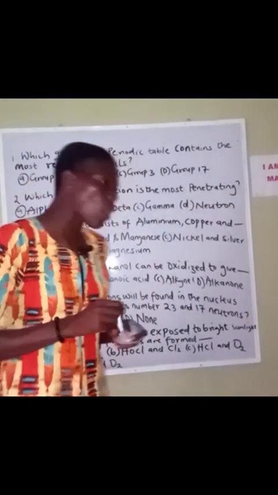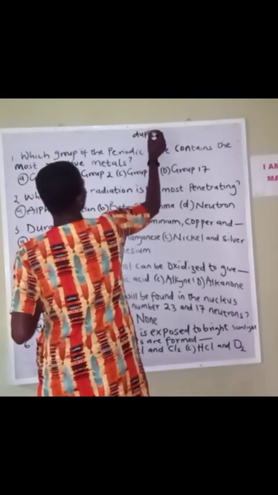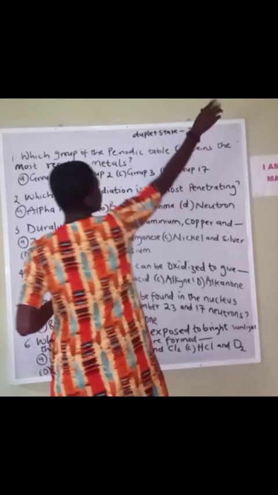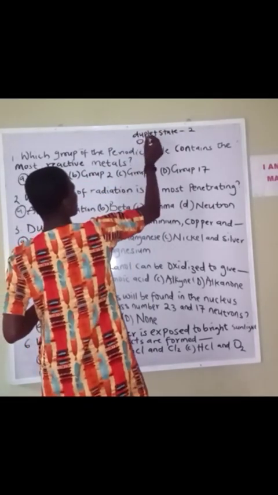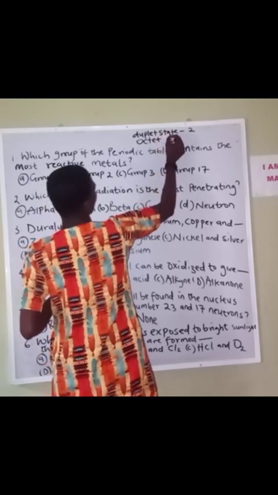So when I say a duplet or an octet, duplet means two. Duplet, it's talking about two electrons in the atom's shell. Then octet, octet, it's talking about what? Eight.